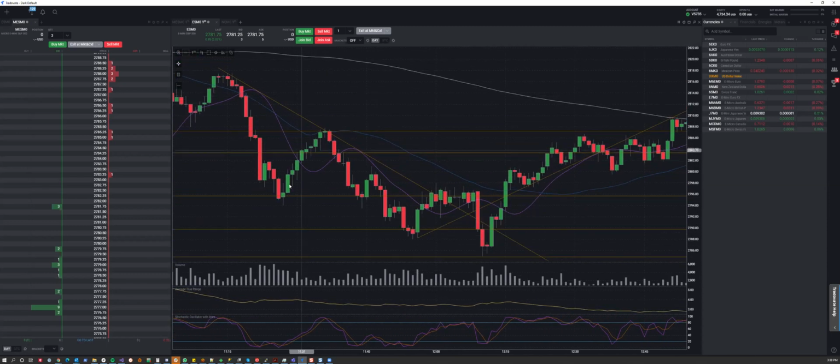Do you see this little baby candle, the little baby red one in between the two? Move your mouse to the left, keep going, sorry. Oh yeah, right here. See how that one stayed still for a second? Even if you had gotten out already, having taken a few hundred dollars, you could get back in here, because see how it came up, touched your level and then rejected again.